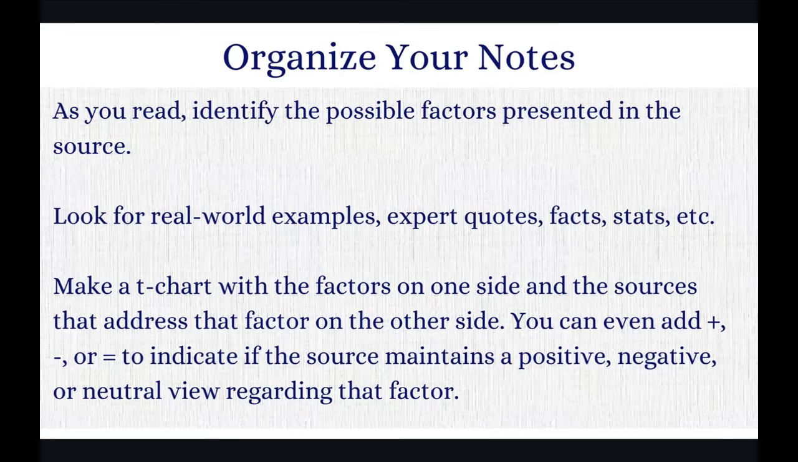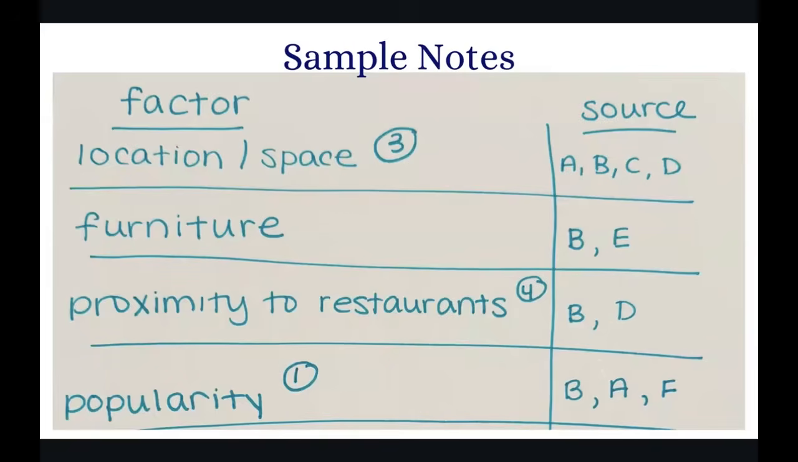I find it helps to make a T-chart with the factors on one side and the sources that address that factor on the other side. Sometimes I'll have my students add a plus, minus, or equal sign to indicate whether it is a positive view of that factor or issue, negative, or neutral. Admittedly, this doesn't work equally as well for all prompts, but some students like this method. So here is a quick example. I couldn't get the whole page to fit in the image on the screen, but I did zoom in so you can see a little bit of what I was talking about with the T-chart. So this is actually in relation to the food truck synthesis. So we've got the factors on the left and then which sources it was covered in.